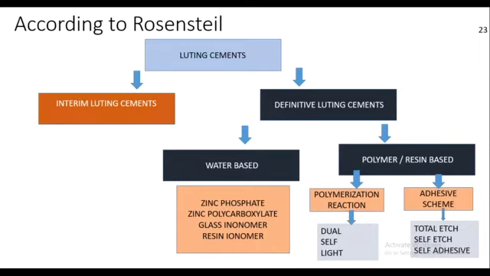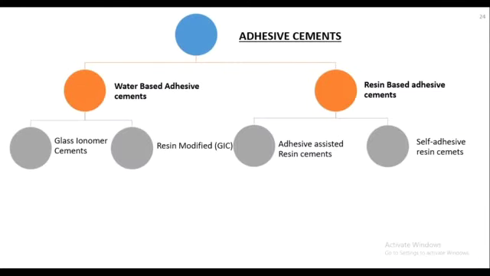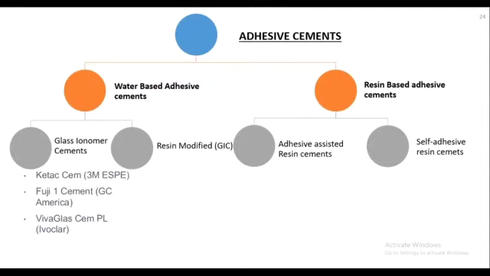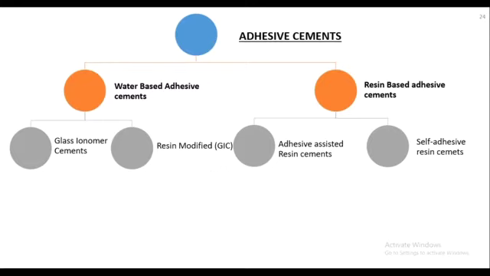The adhesive schemes can be total etch, self-etch, and self-adhesive. So whenever you classify these adhesive cements, they can be either water-based adhesives or resin-based adhesives. The water-based adhesive is glass ionomer cement, and the resin-based adhesives are the adhesive-assisted resin cements as well as self-adhesive resin cement. There are various examples of all these cements.